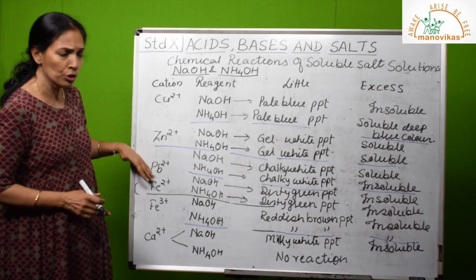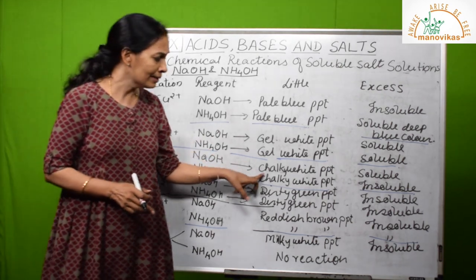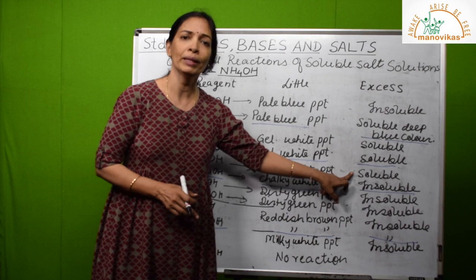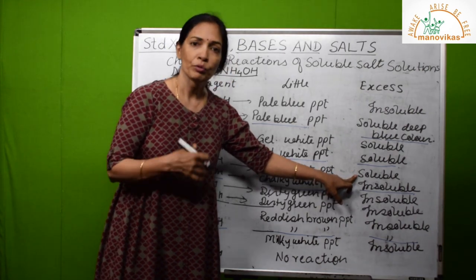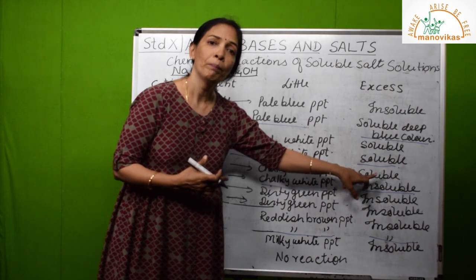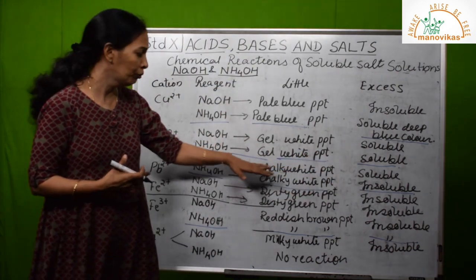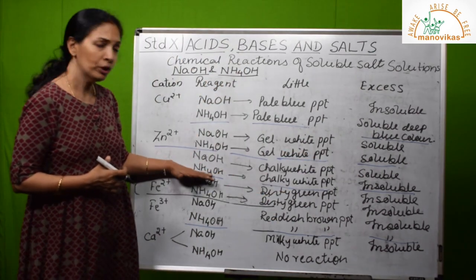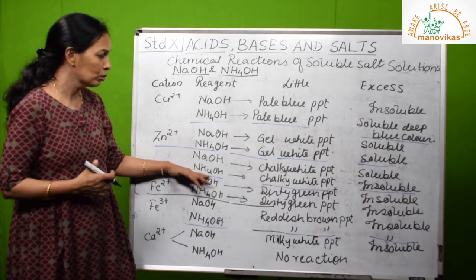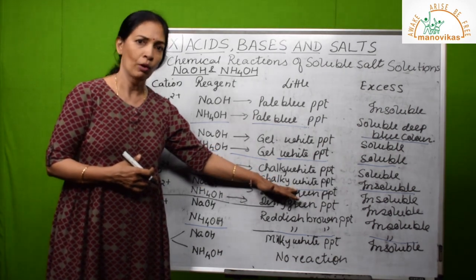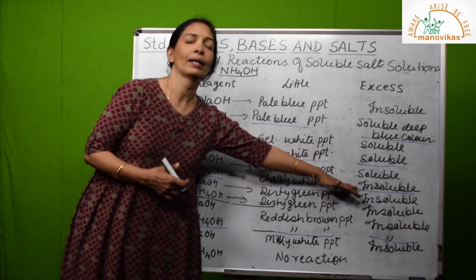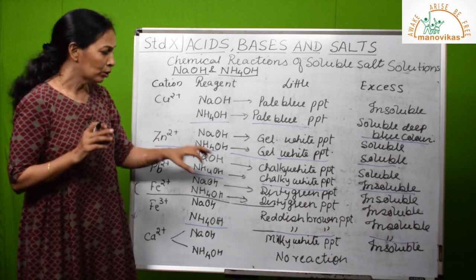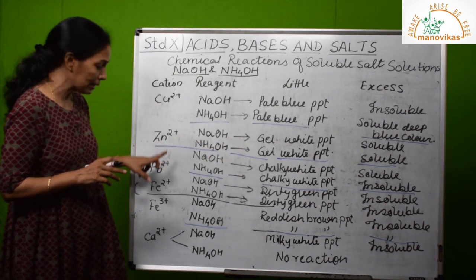So next ion is lead 2 plus ion, third. Now lead salt solution, if you treat with sodium hydroxide, little gives chalky white precipitate of lead hydroxide. In excess, it will dissolve, forming lead complex with sodium hydroxide. Sodium plumbate will be formed and it will be soluble. So with sodium hydroxide, little chalky white, excess soluble. With ammonium hydroxide, if you add to this lead salt solution, little gives chalky white precipitate of lead hydroxide. Excess if you add, it will not dissolve. That means it is not reacting. The precipitate will remain insoluble. So this is the difference by which you can differentiate Zn2 plus ion and lead 2 plus ion.